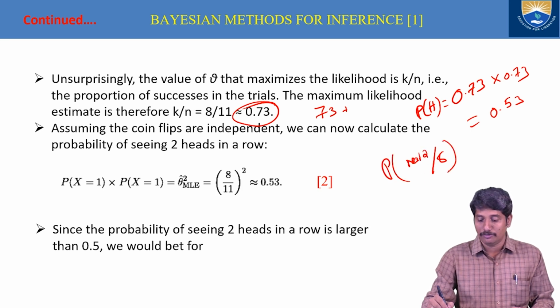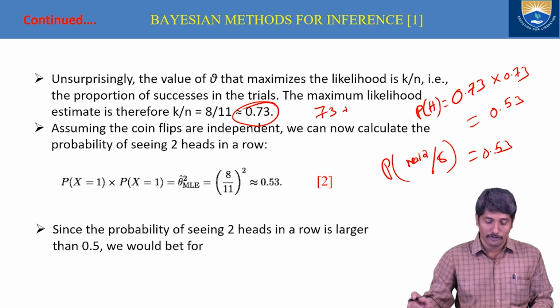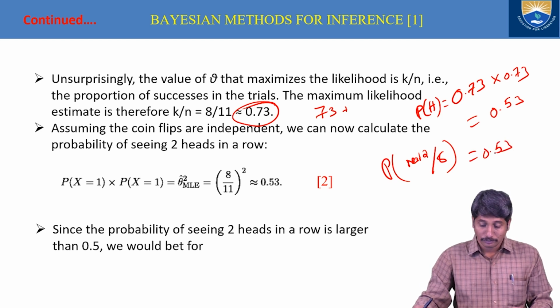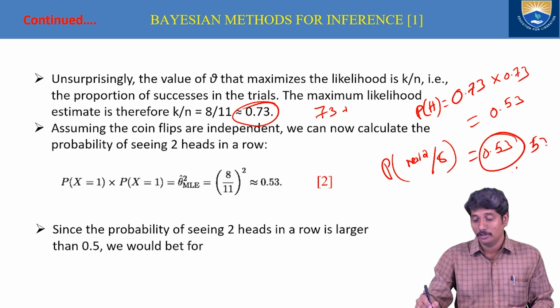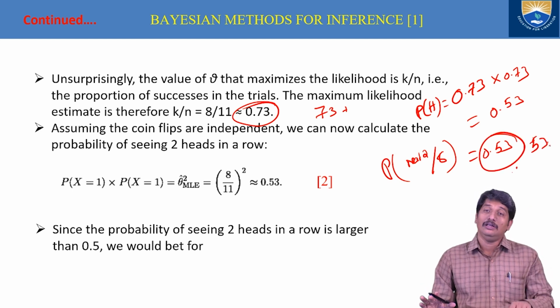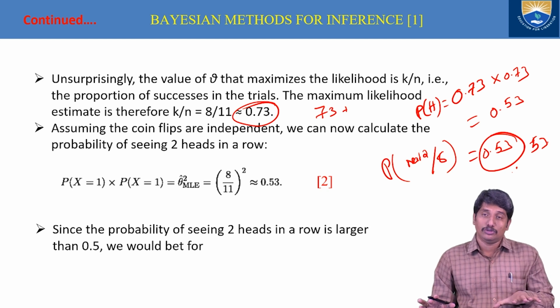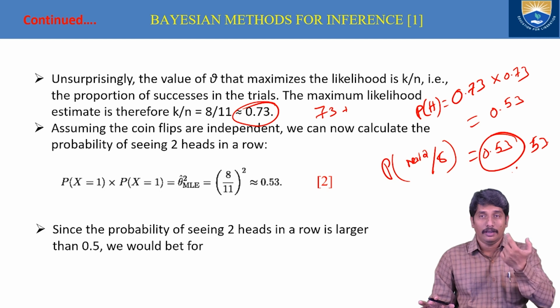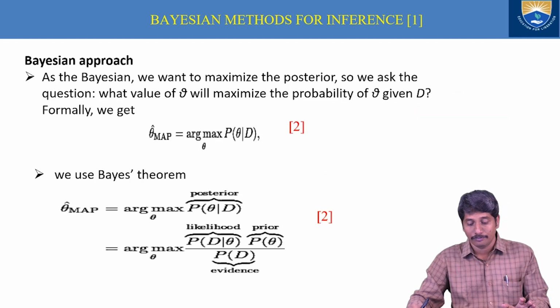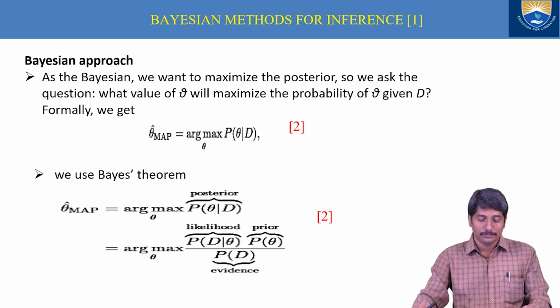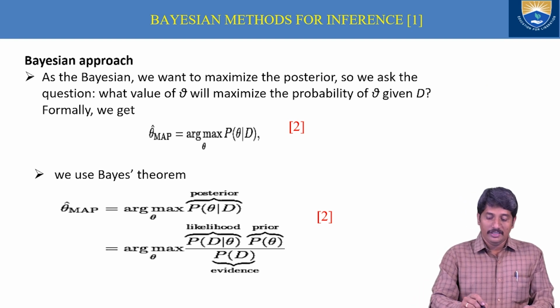Okay, this probability we estimated under MLE as 0.53. Because 53% is more than 50%, we feel that this bet is favorable to us, so we can bet on the next two tosses being heads. We can bet because 53% means more than half. Now, the Bayesian approach we already discussed.